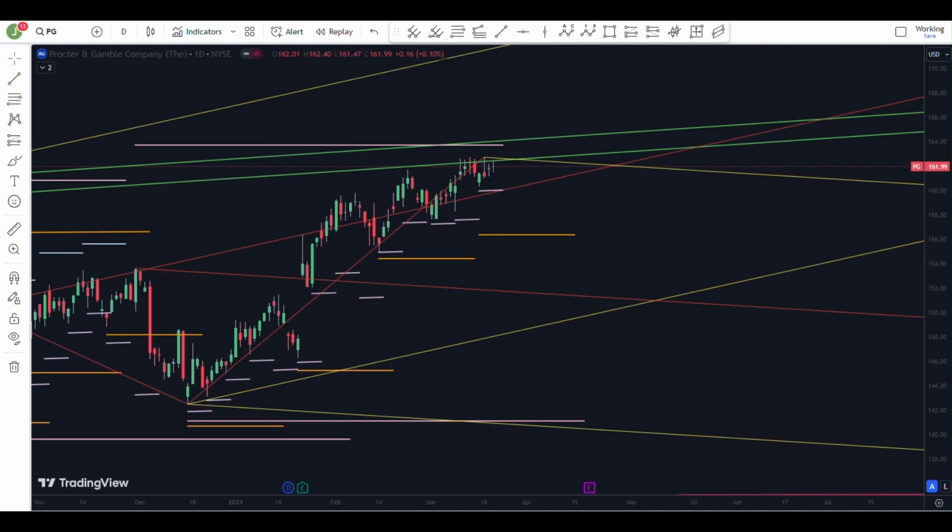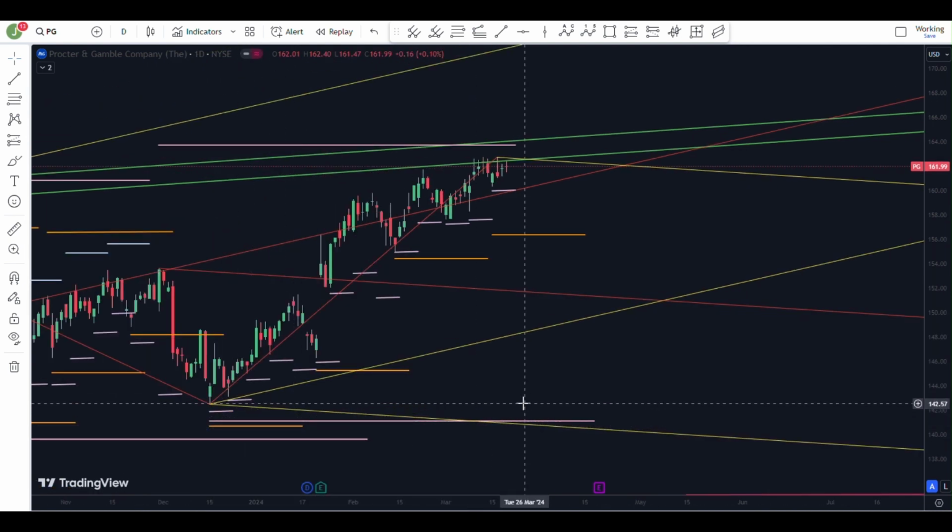This is the daily chart of Procter & Gamble, and as you can see, it's a little difficult to tell on this particular time frame, but I have these pink cycles here, which are about a week long. They're actually very consistent, as are these longer cycles in orange here, which are about a month long. Additionally, we have this longer term pink cycle here.